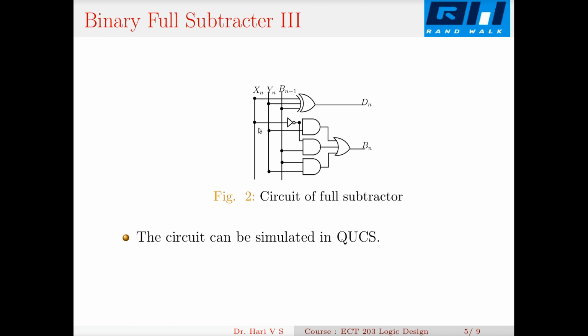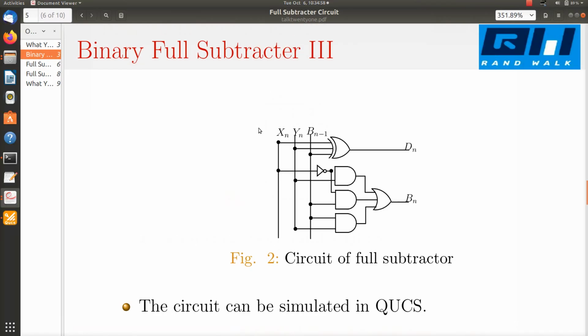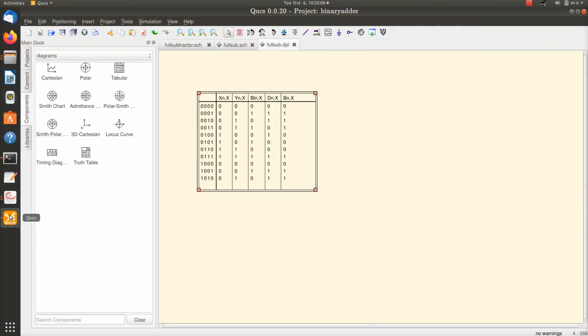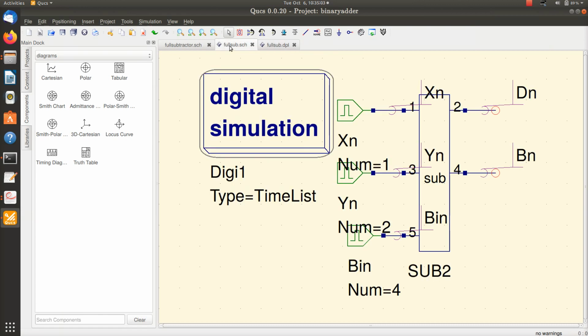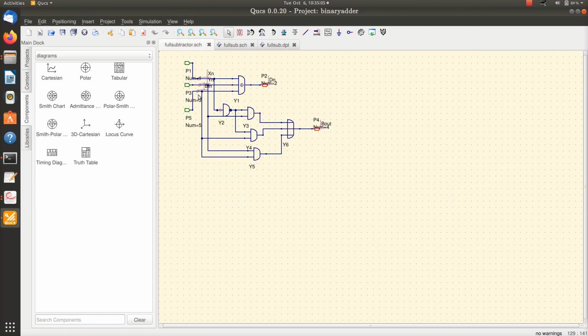Now I have designed this circuit, and I can simulate it in QUCS. So let me go to that simulation. If you come here, I have made a full subtractor like this. I made a subcircuit of the full subtractor because I will be using it to make not only a 1-bit full subtractor, but a 4-bit parallel subtractor. So wisely I make it into a subcircuit so that I can drop these blocks wherever I need and connect them to develop the circuit.